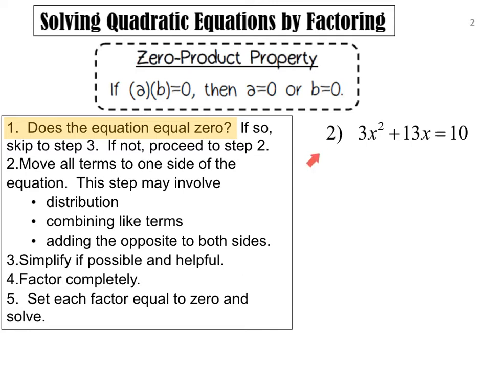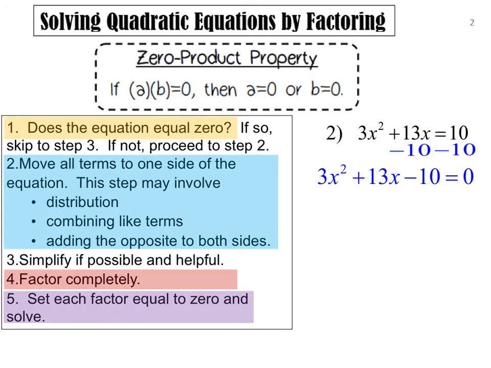Here we have example number 2. Does the equation equal 0? Oh my, it equals 10. What are we going to do? We are going to move all the terms to one side of the equation. We will do this by using our inverse properties. So using our inverse property, we subtract 10 on each side, and we don't have any like terms with negative 10, so we're just going to write it here. And we have 3x squared that we brought down, 13x that we brought down, and negative 10 is equal to 0. What do you think is next, now that we have our quadratic equal to 0?